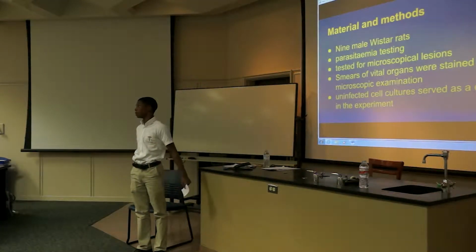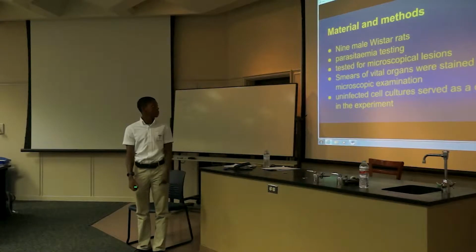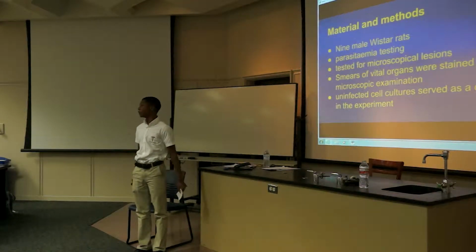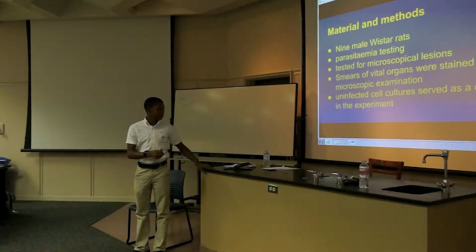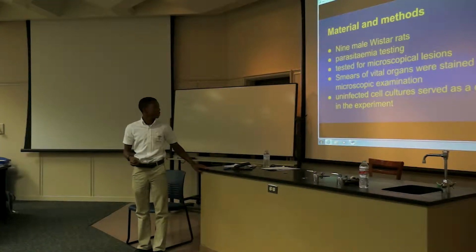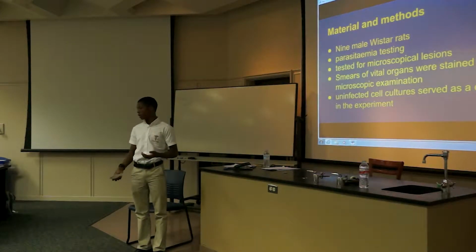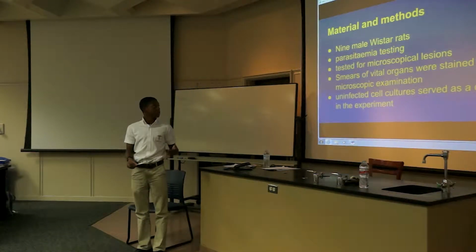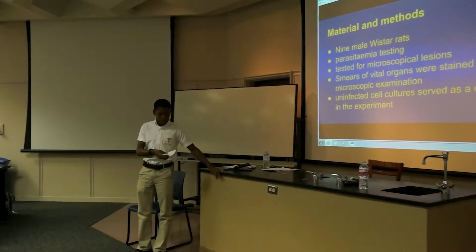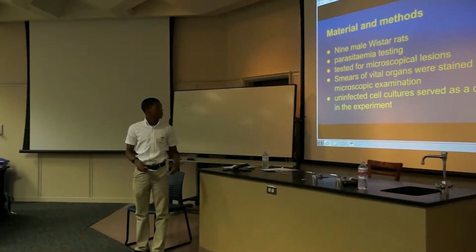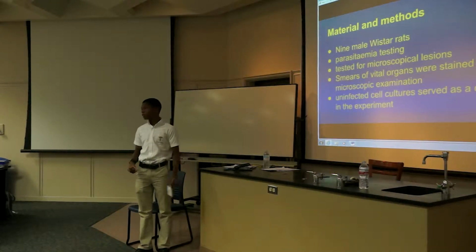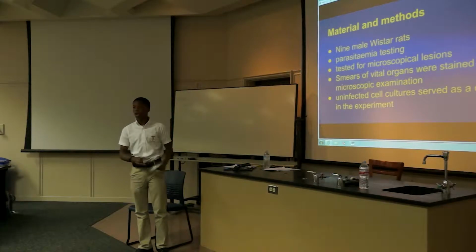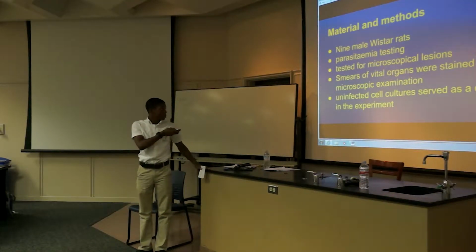Material and methods. They used 9 male Wistar rats and parasitic testing, which basically tests the amount of parasites in the blood of the rats. They tested for microscopic lesions, which basically is the smears of the parasites on the cells of the infected rats. Smears of the vital organs were stained for microscopic examination. Uninfected cell cultures were used as the control of the experiment.